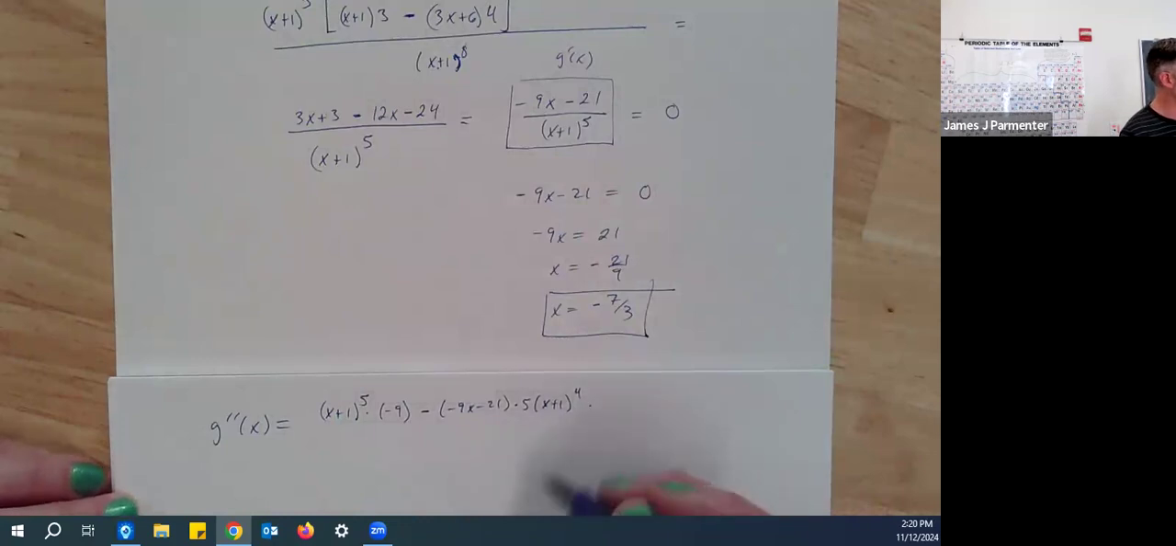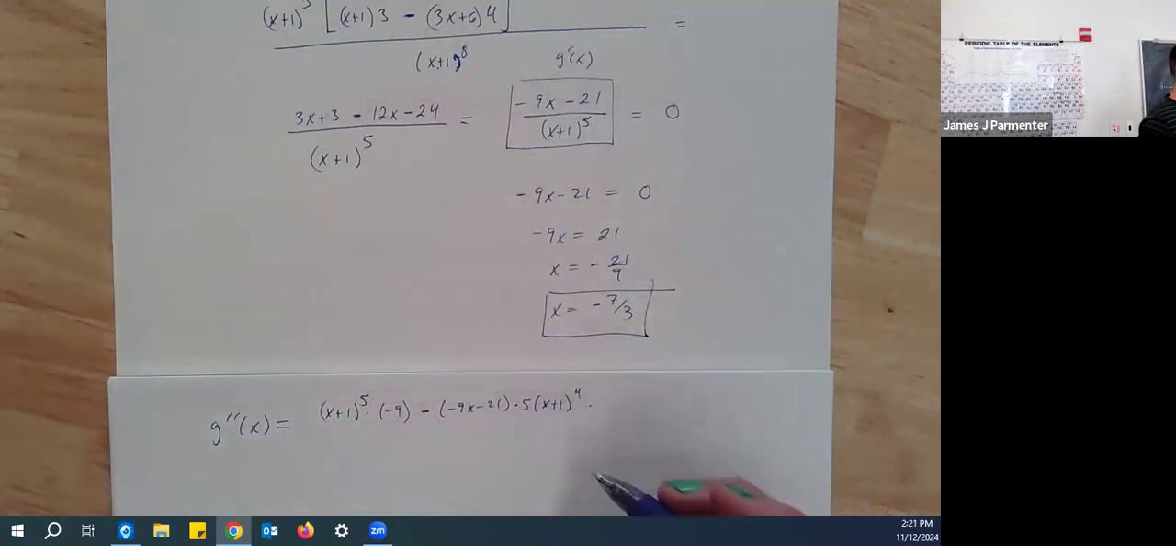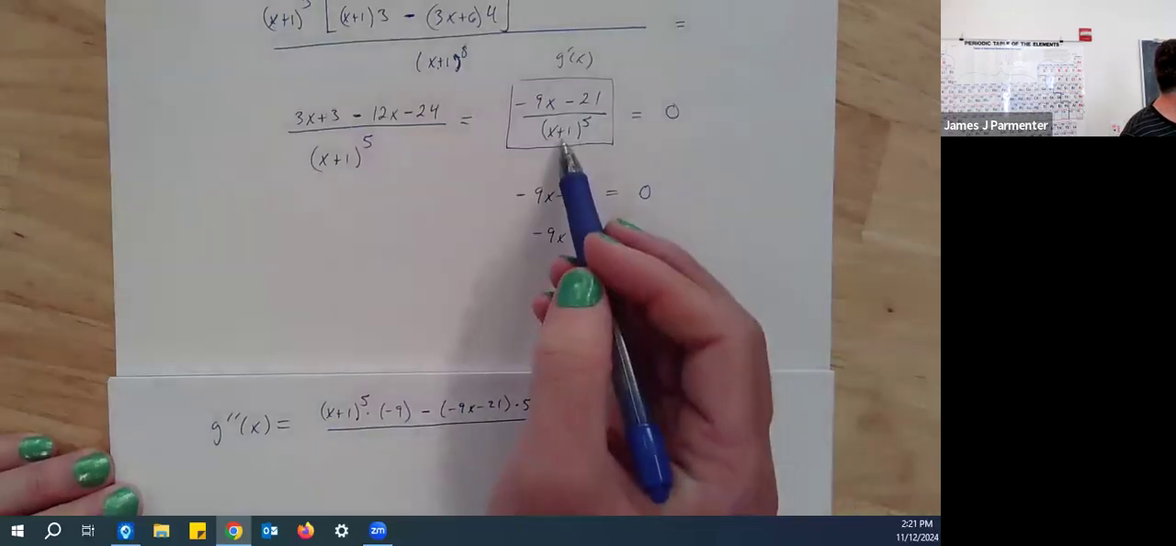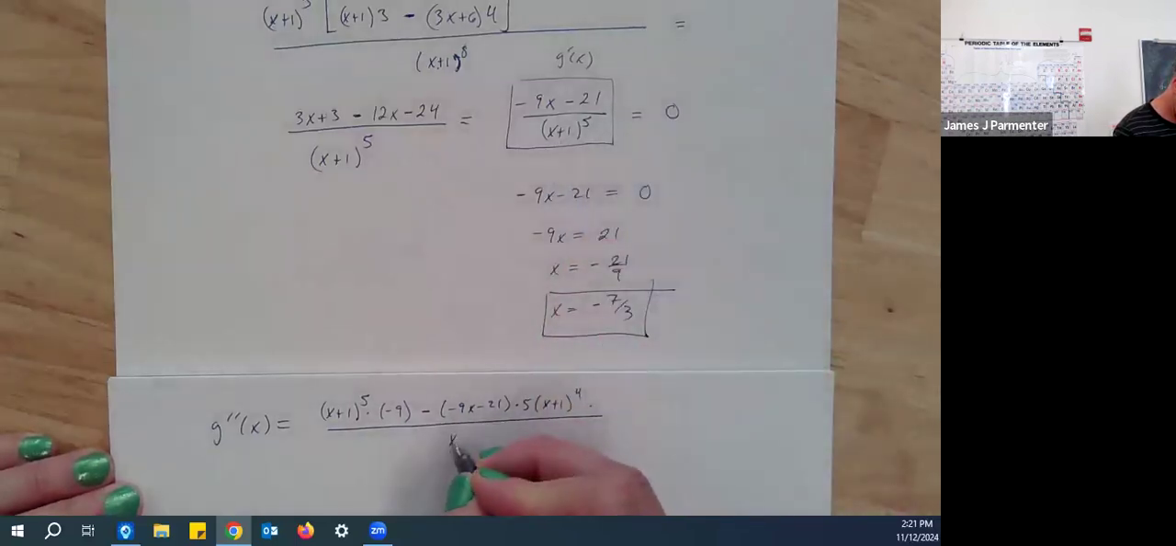But whenever my stuff is not just x, I should always at least think of, oh yeah, I have to multiply by the derivative of the stuff. In this case, it's just 1, so we don't need to write that down. And then we're going to divide by x plus 1 to the 5th squared, which is x plus 1 to the 10th.